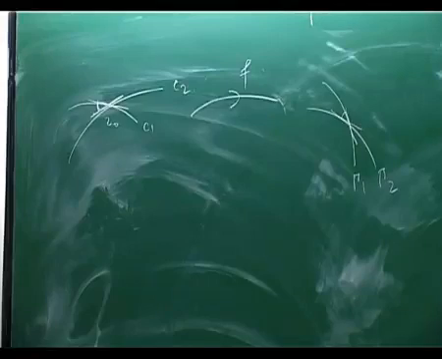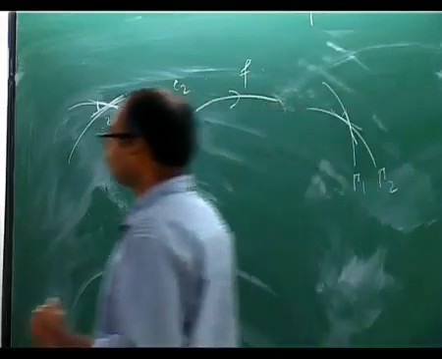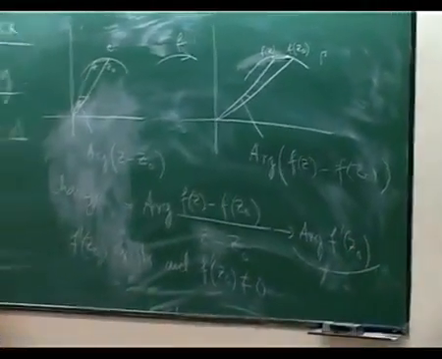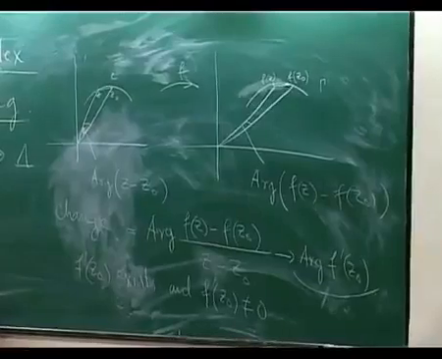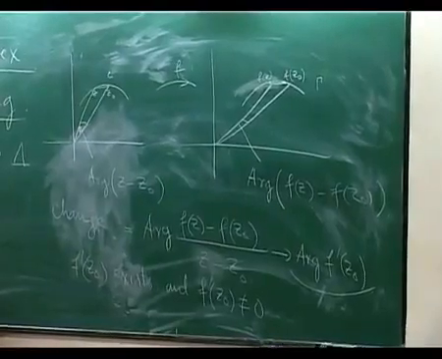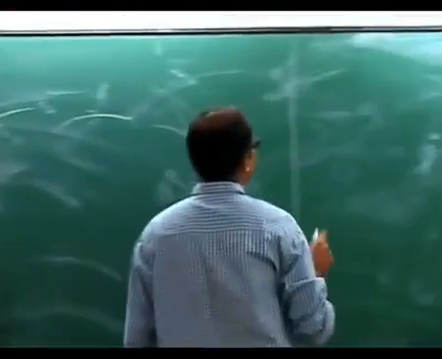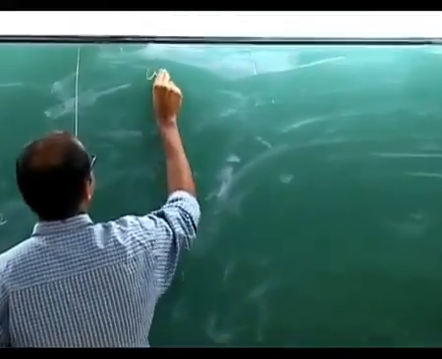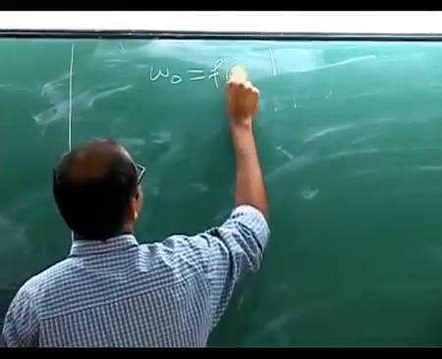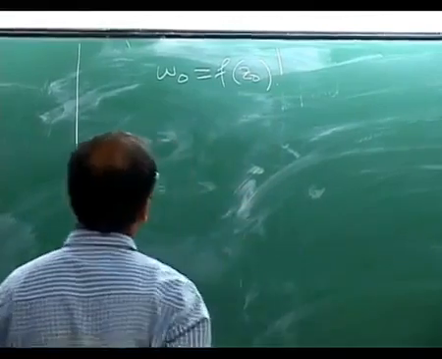And there is a very nice property of conformal mapping. You can easily deduce from this condition that they are locally one-to-one. So maybe we see a proof of that. How does that go? Suppose I call omega naught as f of z naught.